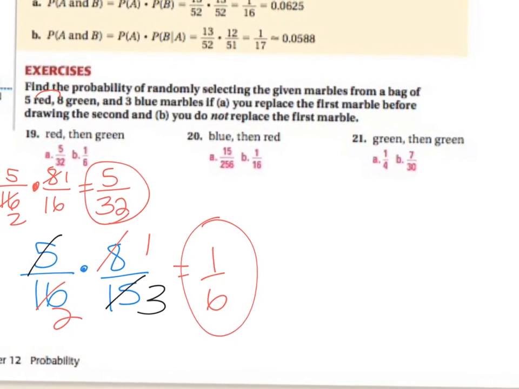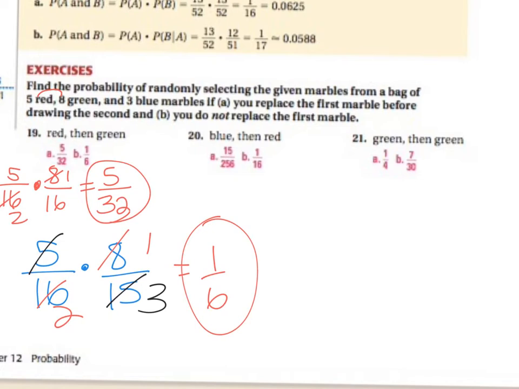And then green, not only does the first one, so the green would be 8 out of 16 times, what changes this time? If you do not replace it, so this is for B, it's 7 out of 15. Good, both of them change, right? Because it's the same color.